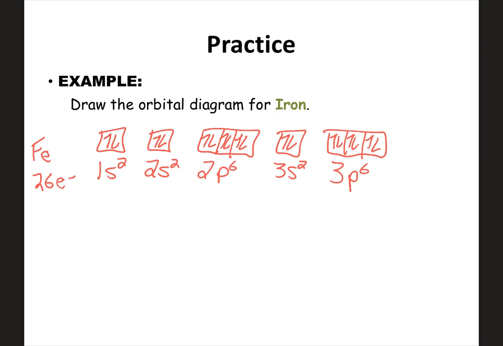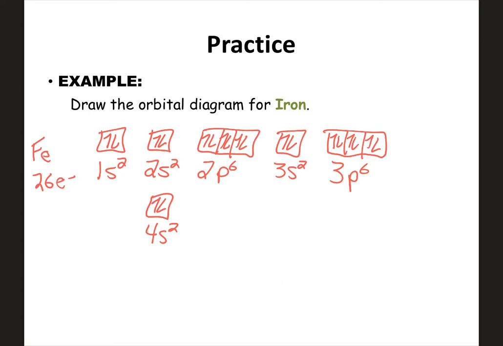So after element 18 comes number 19. You're at potassium. So now you're in the fourth energy level. You're in the S sublevel. S's get 1 box, 1 orbital, 1 up, 1 down, at most 2 electrons. It's going to be 4s2. So that takes you up through element number 20, or calcium. So now we're ready to move on to element number 21.